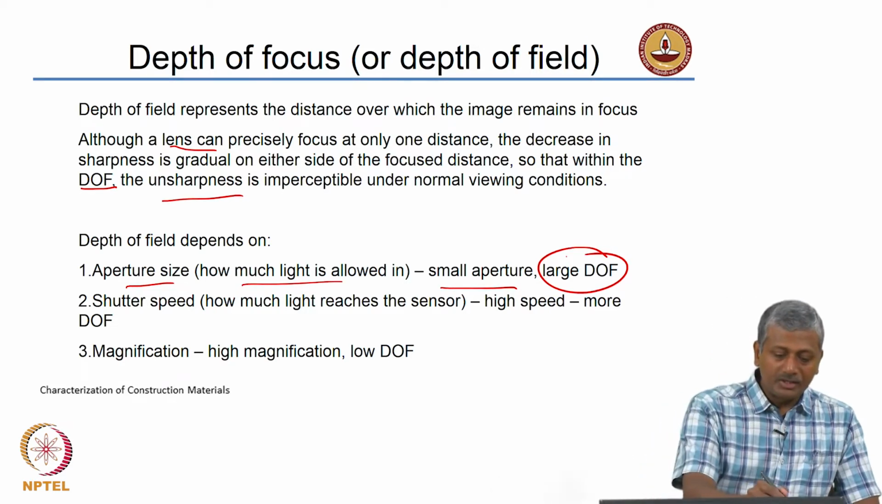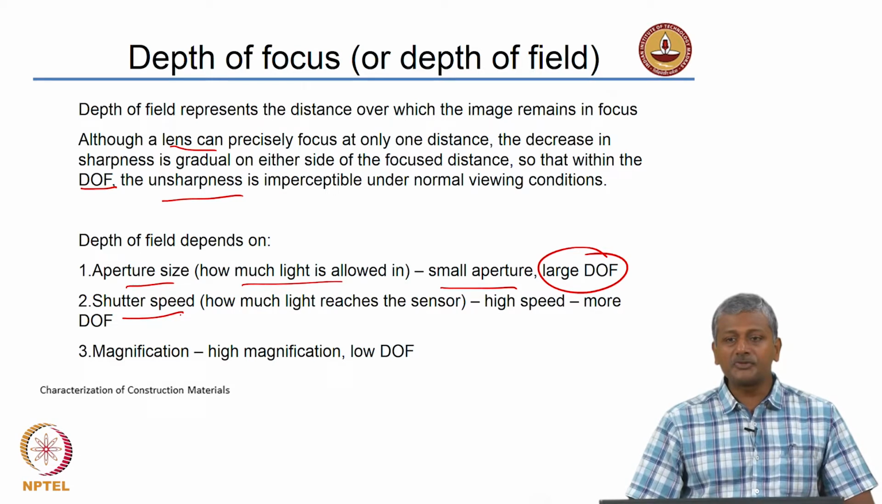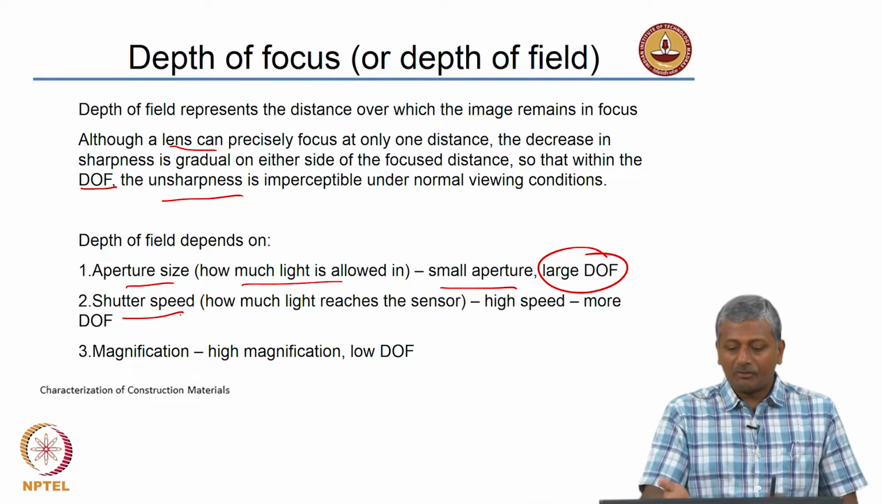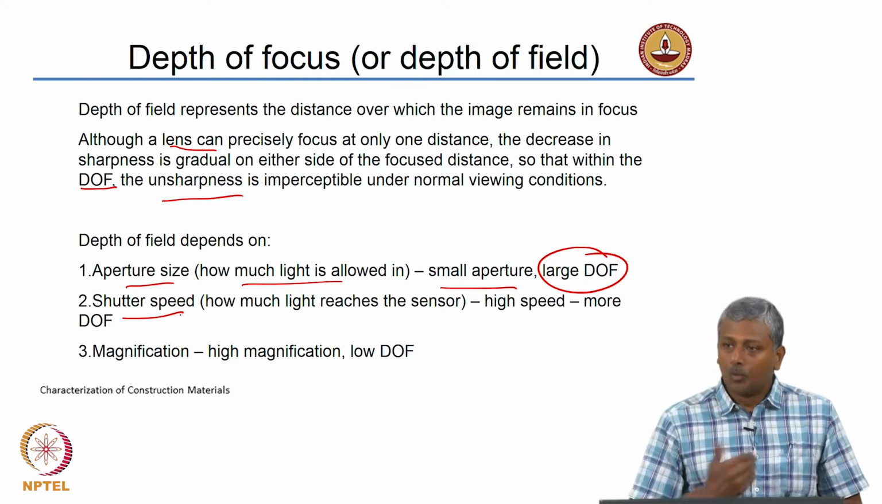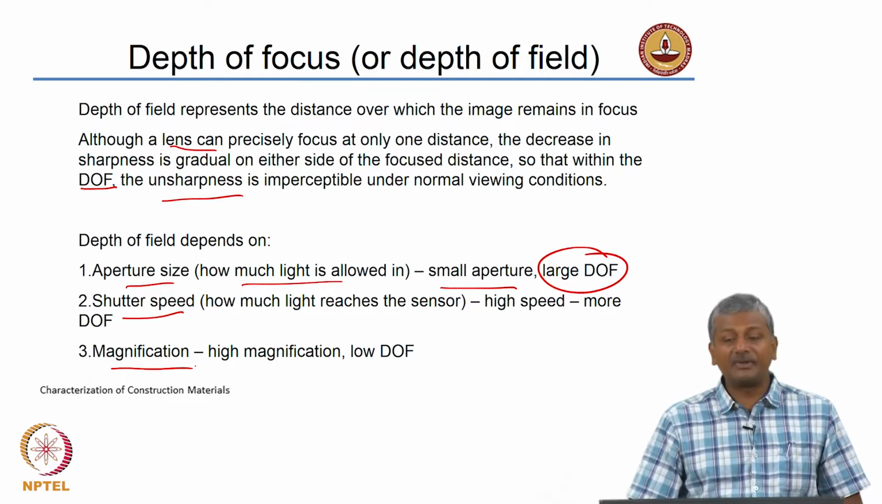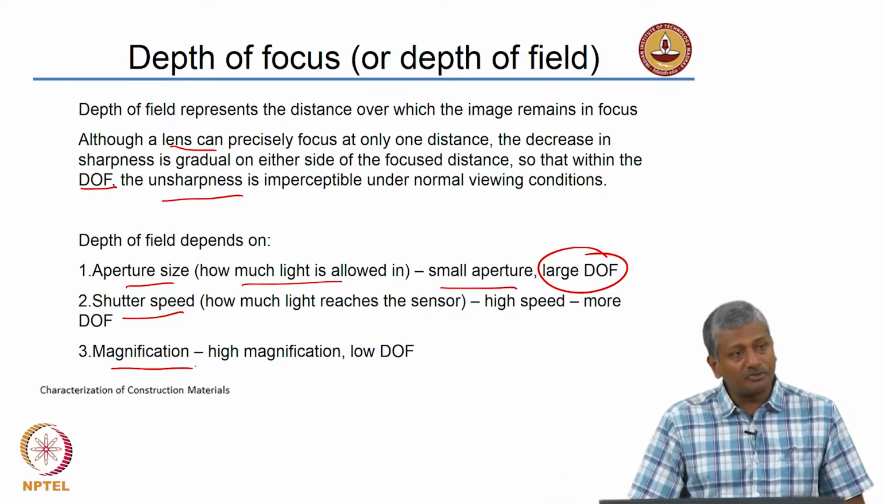Okay. Shutter speed dictates how much light actually gets to the sensor. Okay. If you have a high speed, you get more depth of field. Okay. And magnification is very important. With a high magnification, you actually get a low depth of field.